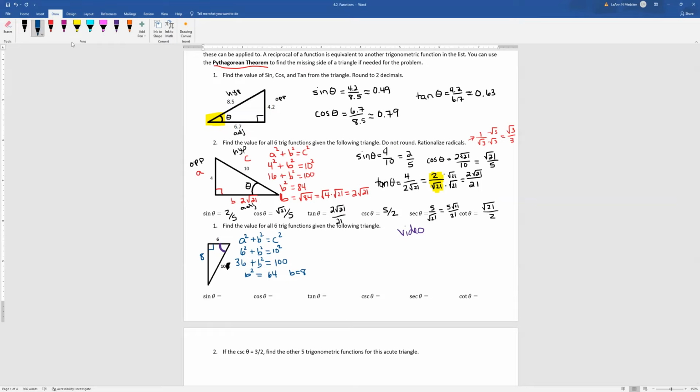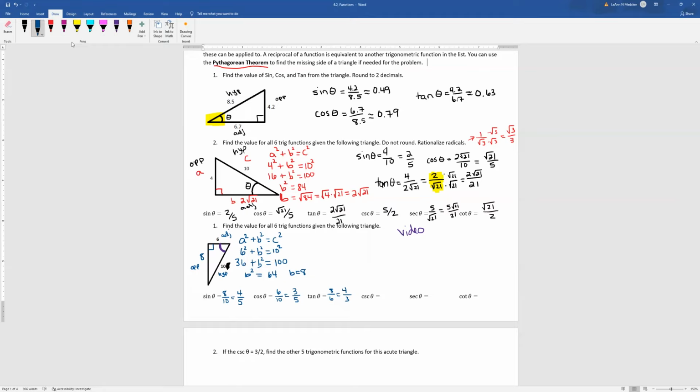So we're looking at making the sine. We have to look at a reference to our angle. This would be opposite. This would be the adjacent. And of course, the largest side is the hypotenuse. So for sine, we do opposite over hypotenuse, which is 8 over 10, which reduces down to 4 over 5. Cosine is adjacent over hypotenuse, which is 6 over 10, which reduces down to 3 over 5. Tangent is opposite over adjacent. That would be 8 over 6, which reduces down to 4 over 3.